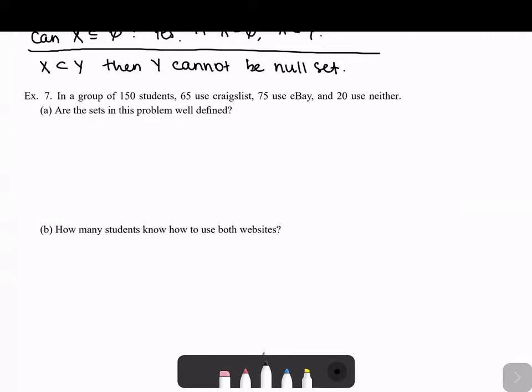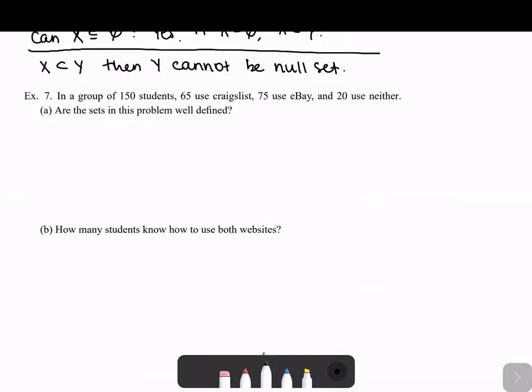The first thing we want to know is, are the sets in this problem well defined? Remember, a set is well defined if it's easy to tell, right? Our example of a set that wasn't well defined was the set of tall people, because how do you know if someone's tall, right?